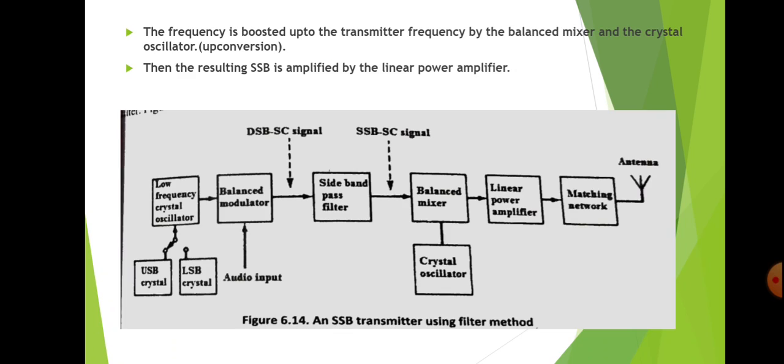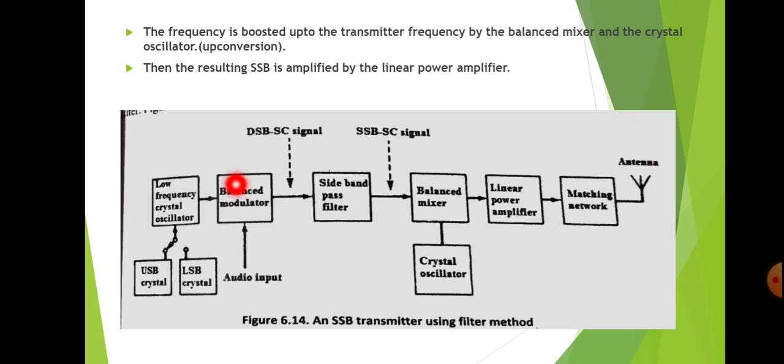And let us see the figure or block diagram for generation of the SSB signals. You can see that first of all, there is a USB crystal or LSB crystal, and that is connected to this block diagram via a switch. That means either the USB crystal is connected to this portion or the LSB crystal is connected to this portion. Then this section is a low frequency crystal oscillator, and that crystal oscillator will produce higher frequencies which are used as the carrier signal.